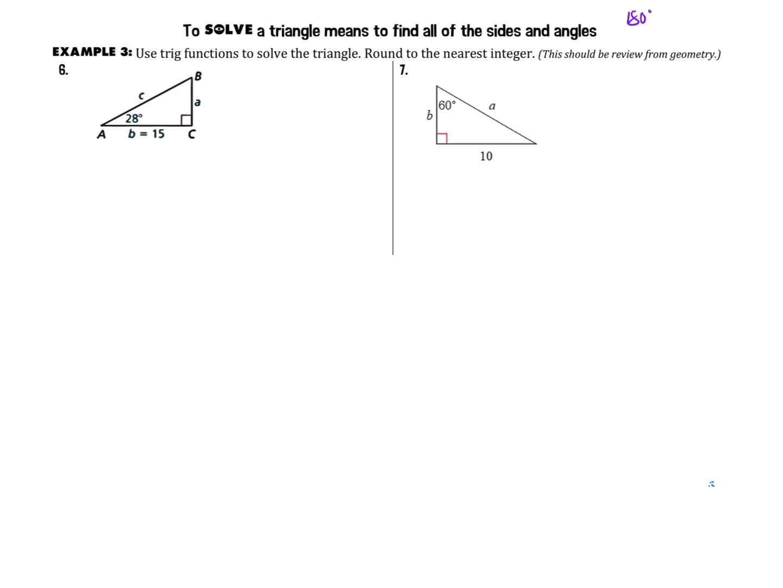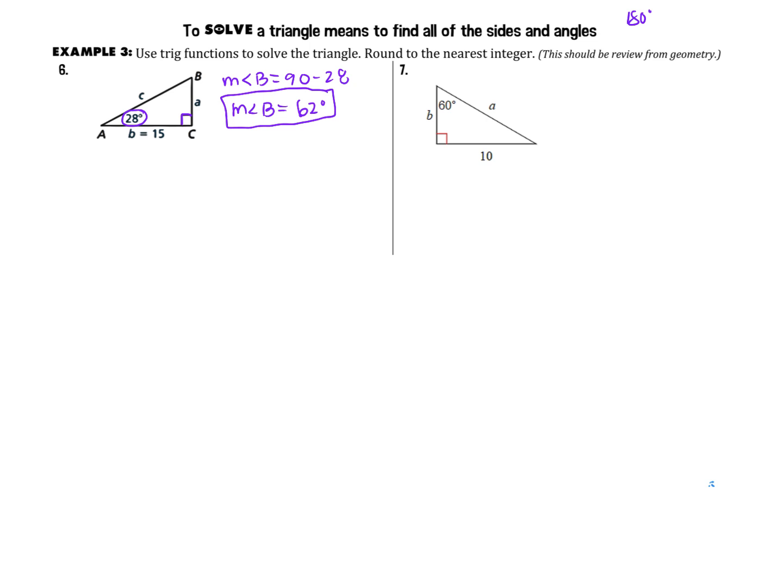If we look at number 6, we have the right angle, we have the 28-degree angle, which means to find the measure of angle B, we just need to do 90 minus 28, or 180 minus 90 minus 28. That's going to give us that the measure of angle B is equal to 62 degrees. Why don't you go ahead and find the missing angle on number 7?